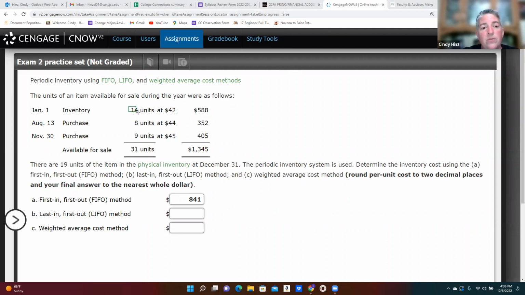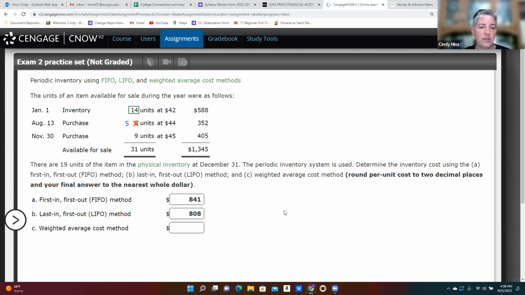So we would keep these 14, and then out of this 8, how many more do we need to get up to the 19 total? We would need 5 more. So we would keep 14 at $42 plus 5 at $44, and our ending inventory would then be $808.